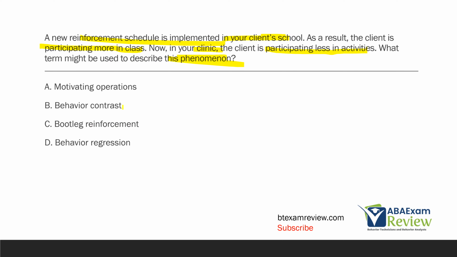That's a problem. C, bootleg reinforcement. You don't necessarily need to know bootleg reinforcement. But bootleg reinforcement is when the learner gains reinforcement without engaging in the target behavior. And then D, behavior regression. Remember, regression is not a technical term. We want to try to avoid using it. The phenomenon where the behavior of interest increases or decreases in one setting and goes the other way in another setting is called behavior contrast.